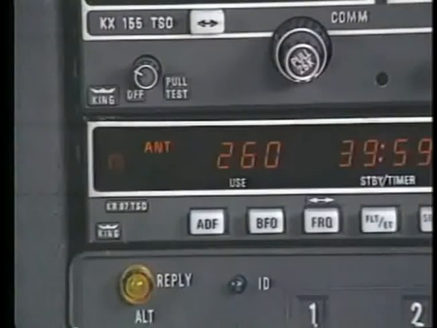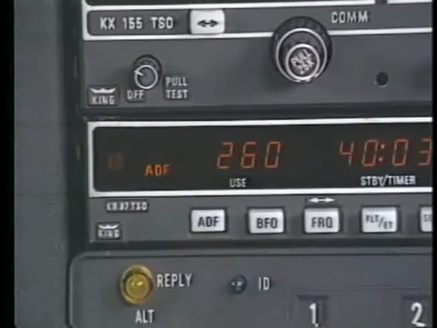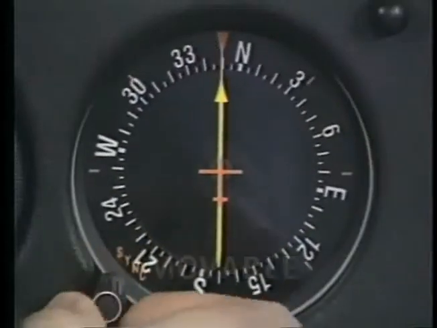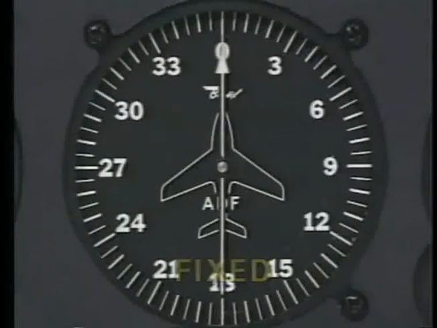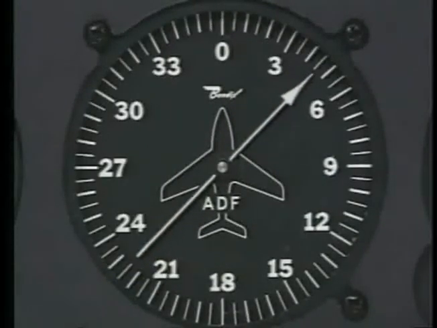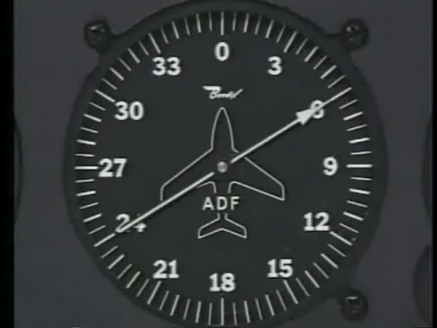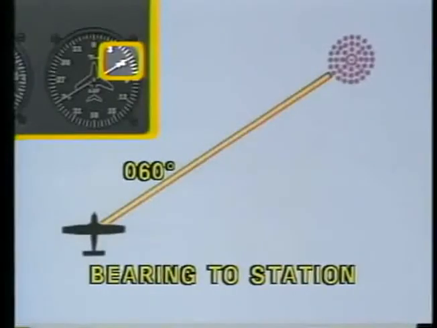With the station positively identified, place the selector in ADF. This allows the receiver to relay the information to the indicator, which displays it on either a movable or fixed card. Let's look at how to interpret the fixed card indicator. The needle on the bearing indicator will move in the direction of the station and stop when a strong signal is found. The pointer of the needle indicates the bearing to the station.